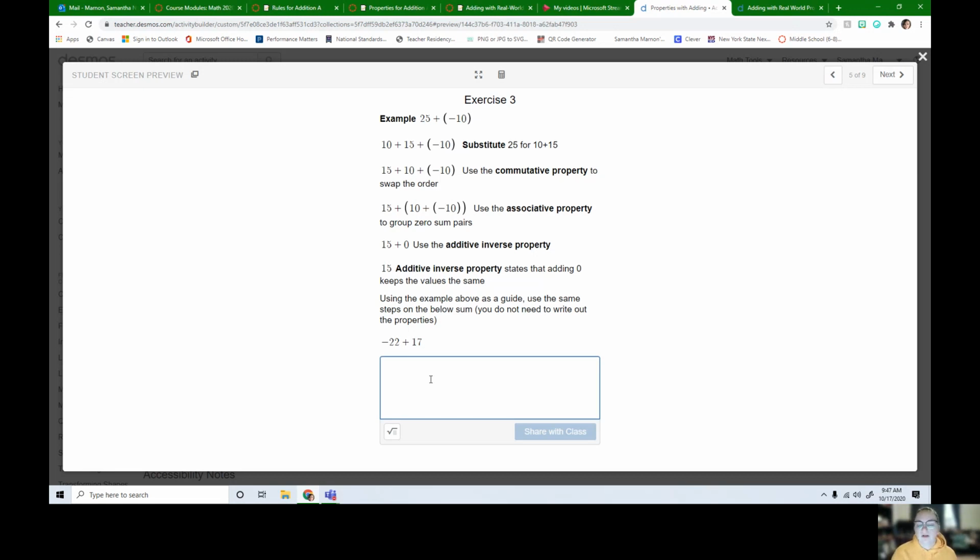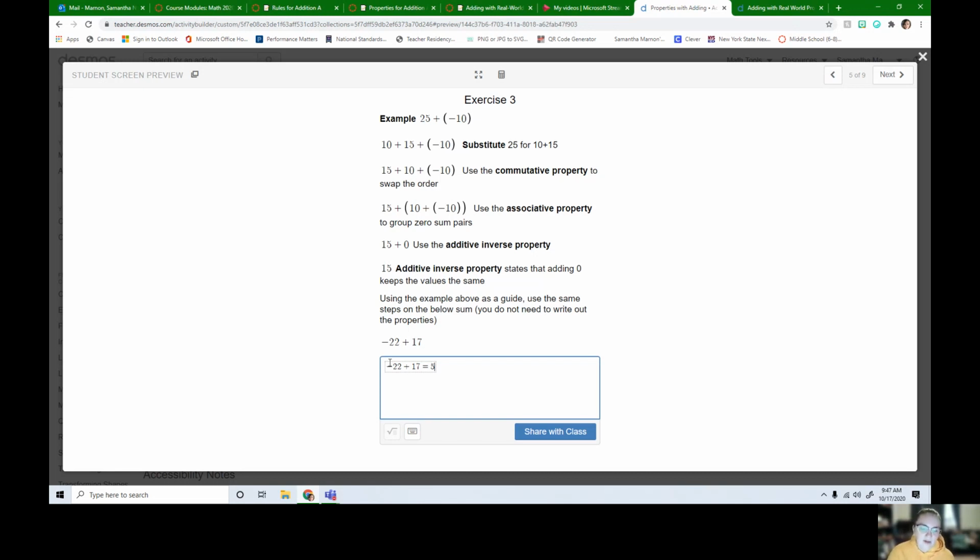These steps are if you don't understand how the rules work. This is what they're showing you how you can do it. If you know that when you have numbers with different signs, you subtract them, so you would end up doing 22 minus 17. If you do 22 minus 17, you get 5.